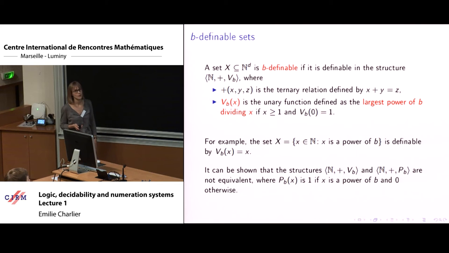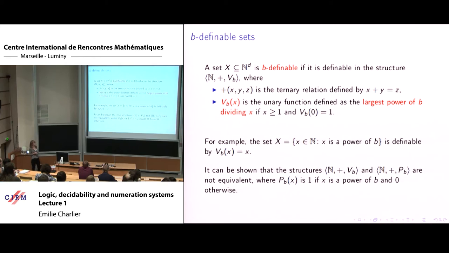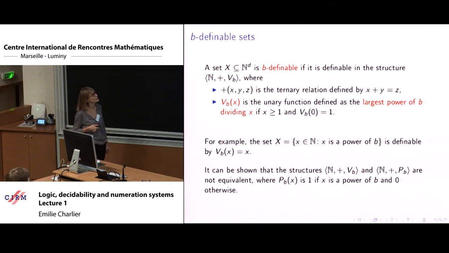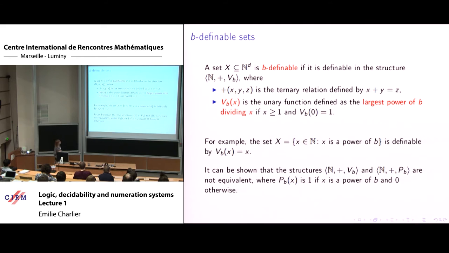Okay, so now I'm ready to define what b-definable sets are. A set is b-definable if it is definable in the structure N, plus, so Presburger arithmetic, and an additional function V_b, which is base b-dependent. So plus is just the addition, and V_b of x is a unary function that maps an integer to the largest power of the base b dividing x. It's a definition, and this is how we define b-definable sets. And there is an exception when your integer is zero, then you put a one. So V_b of zero is one. So for example, the set of the powers of the base is b-definable in the structure N, plus, V_b. Just say that a number is a power of b if and only if V_b of x is x. Is this clear?